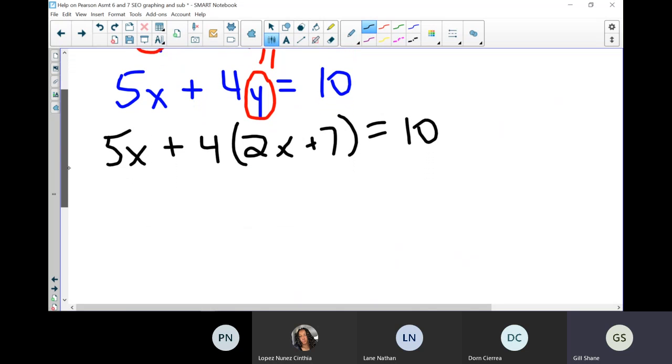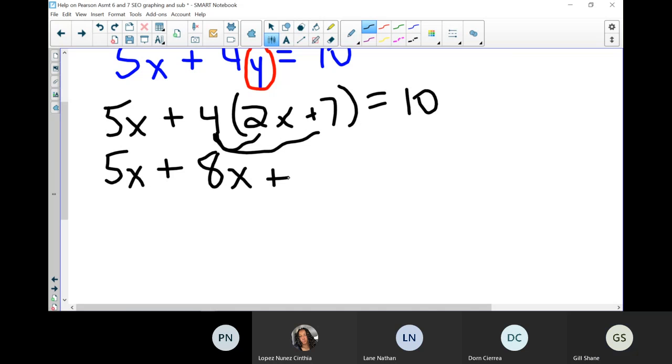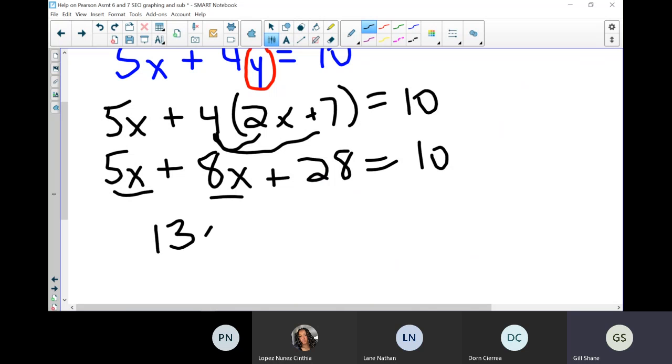Now from there, there's a little more math to it, but it's not hard math. So 5x, here's where you have to remember how to do the distributive property. I don't know why those lines come out so crooked, but 4 times 2x is 8x. 4 times 7 is 28. And then that still equals 10. Now you just solve it. So x terms combine to be 13x.